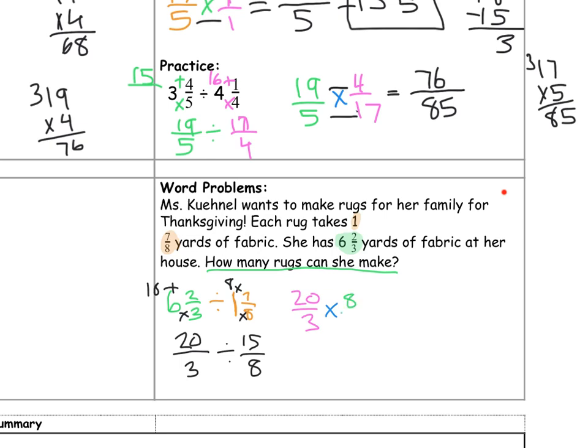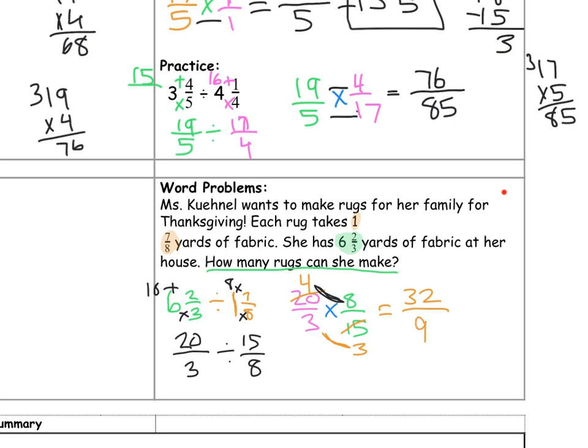I think I switched my colors. But that's okay. So let's see if we can simplify this one. We actually can. If you look at the 20 and the 15, both can be reduced by 5. So let's reduce them both by 5. So 15 divided by 5 will get us to 3, and 20 divided by 5 will get us to 4. That'll get us some easier numbers. So now we just multiply across. 4 times 8 is going to get us to 32. And 3 times 3 is going to get us to 9.